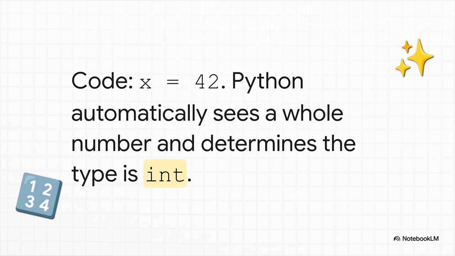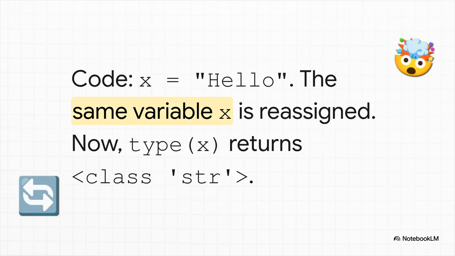For instance, look at this. We assign the number 42 to the label x. Python immediately sees it's a whole number and says, okay, the type of x is now an integer. We didn't have to do anything extra. But check this out. We can take that exact same label, x, and immediately tell it to point to a string of text instead. Python doesn't get confused. It just moves the label. And boom, just like that, the type of x has changed from an integer to a string. This dynamic power is amazing, but it's also why this next idea is so incredibly important to understand.